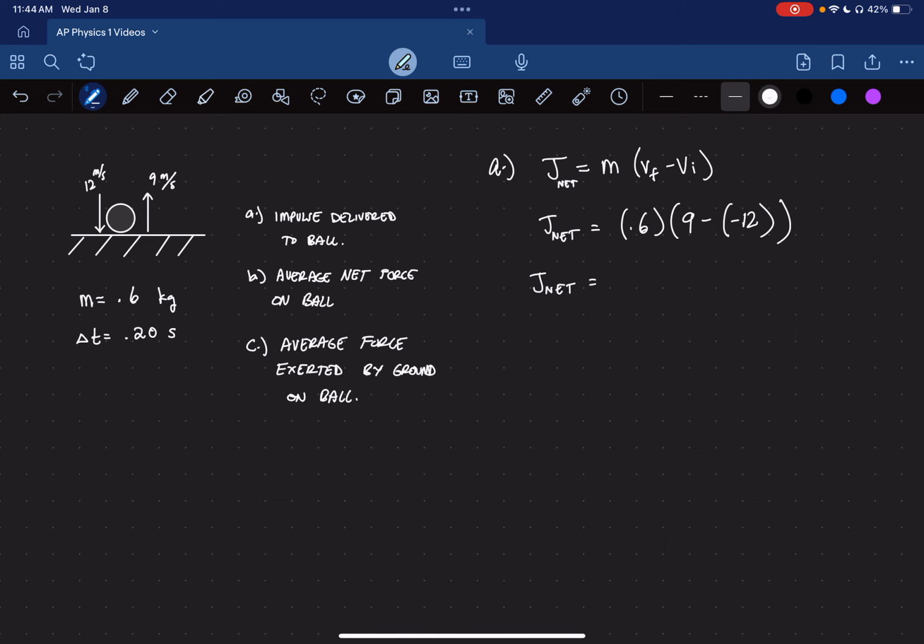I like parentheses. What can I say? 0.6, and we'll say 9 plus 12, which is 21. And so it's 0.6 times 21. The net impulse is 12.6 newton-seconds. Positive, so we'll say in this context that is upward.